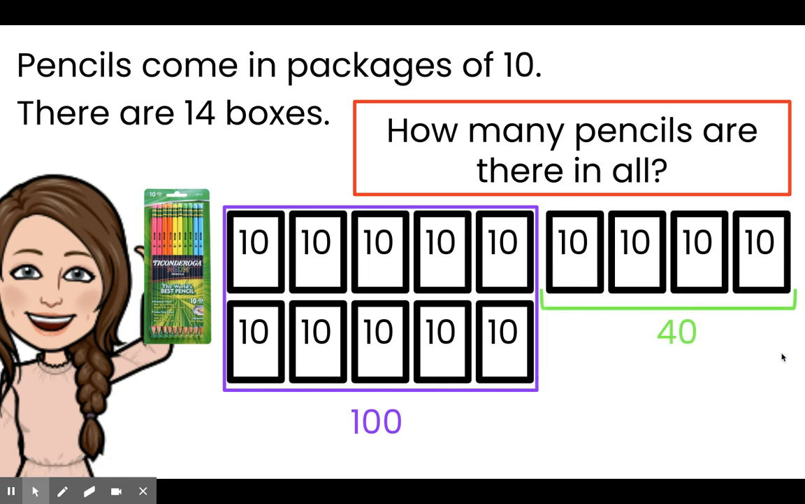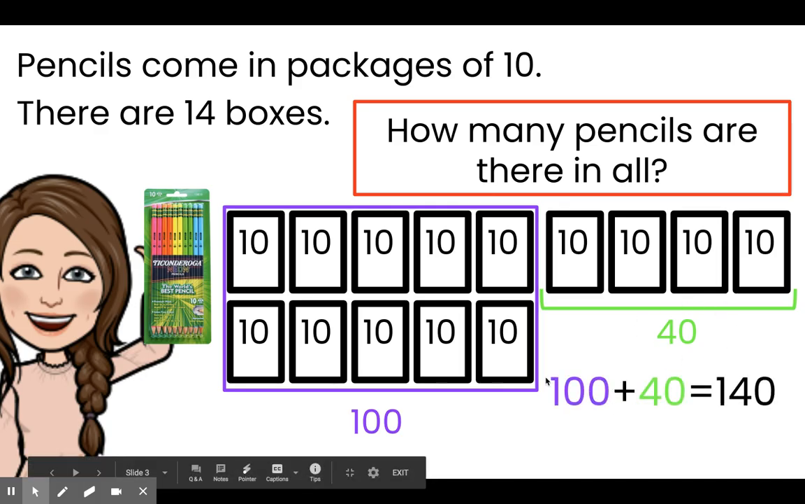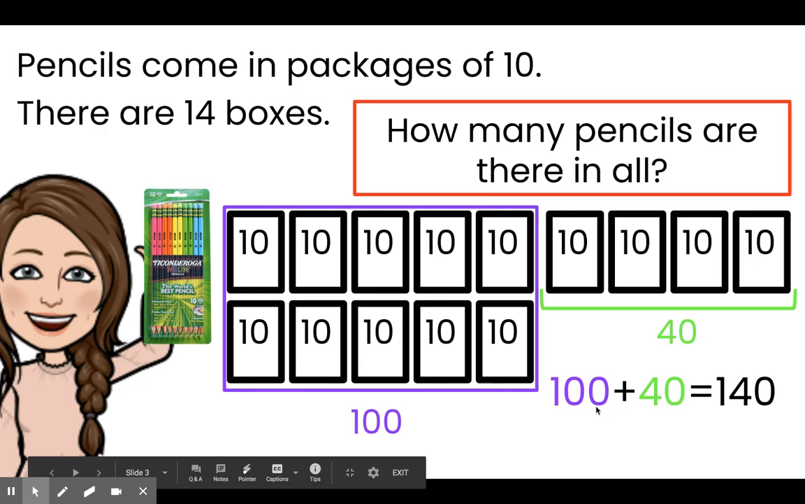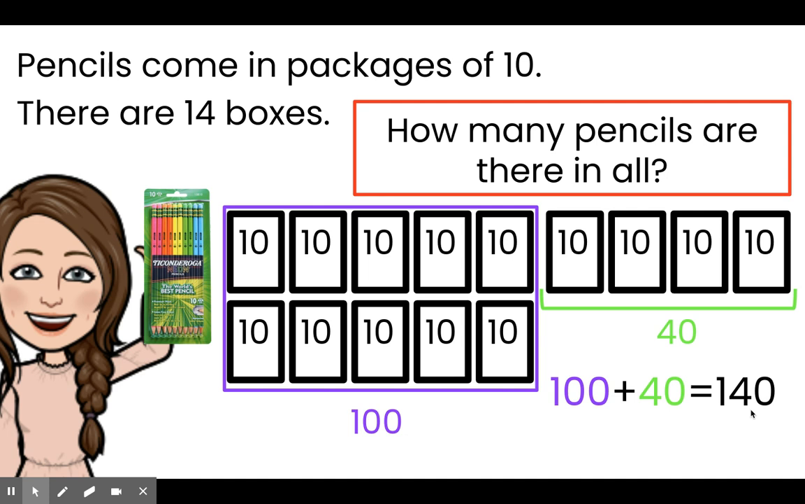Each box has 10. I can count by tens, 10, 20, 30, 40, and know that I have 40 extra pencils. So I have 100 pencils here because I have 10 packages of 10 pencils each, plus 40 pencils here because I have 4 packages of 10 pencils each. And together, 100 plus 40 equals 140. How many pencils are there in all? There are 140 pencils in all.